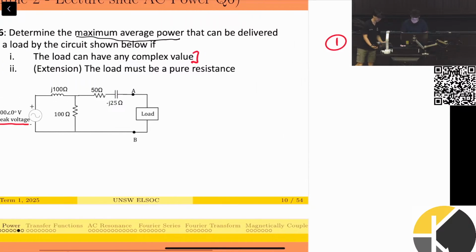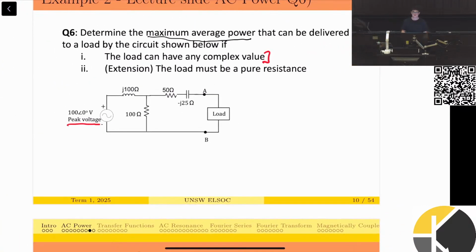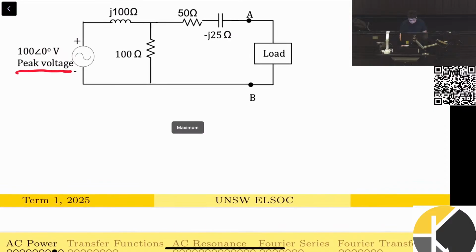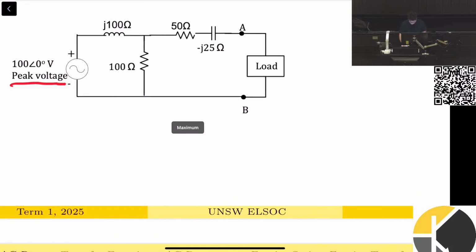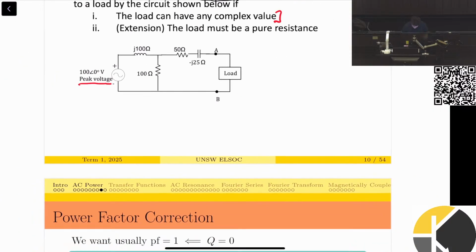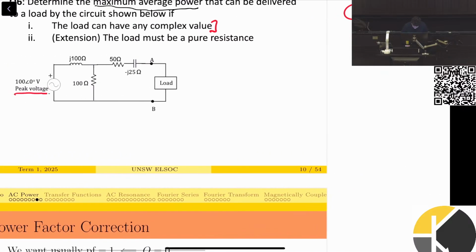You find V-Thevenin and Z-Thevenin. The reason I'm going to do a source transformation is our circuit will quickly become a Z circuit. So if we look over here, I'm going to do this source transformation first. Let me write this down. I'm going to source transform this.